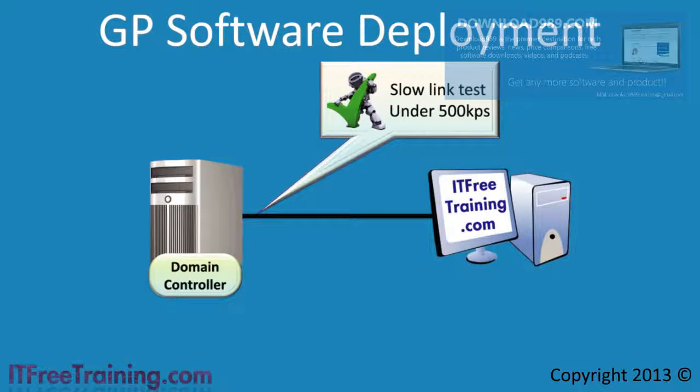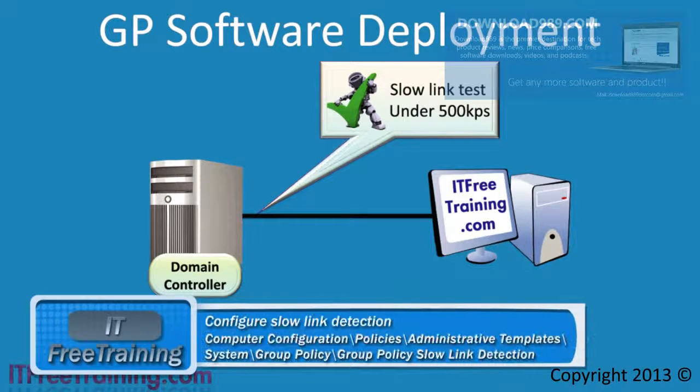When a client attempts to install software using group policy, the client will need to read the install files. When a group policy refresh is performed, the client will perform a test to see how fast the network connection is. If the connection is determined to be a slow link, that is, under 500 kilobits per second by default, group policy will not install any software. If software was installed over a slow link, this would cause significant delays while the user waits for the software to be installed. If you want to change the value used for slow link detection, this can be done from the following group policy location.